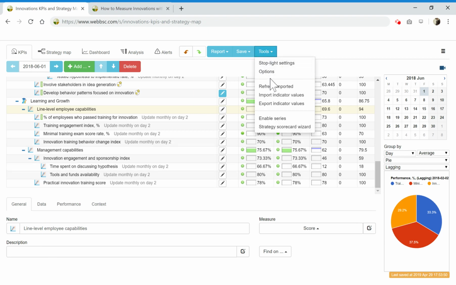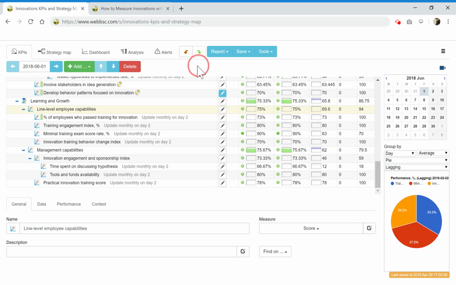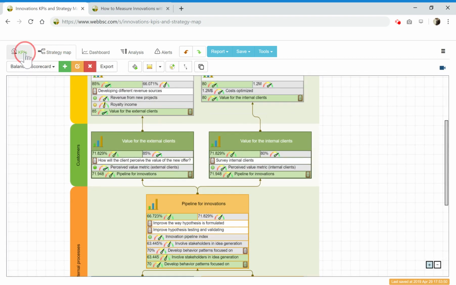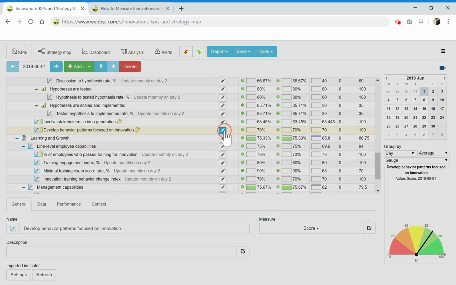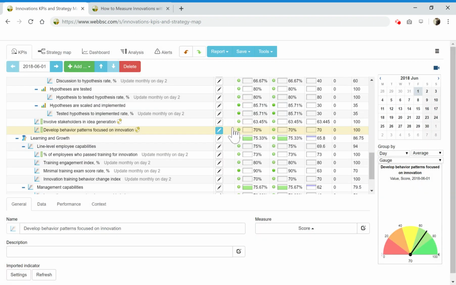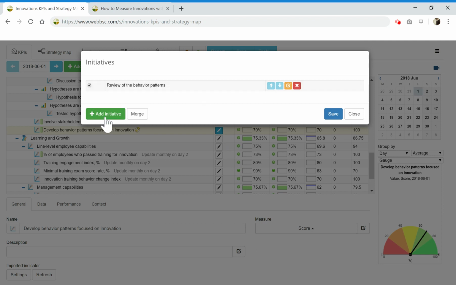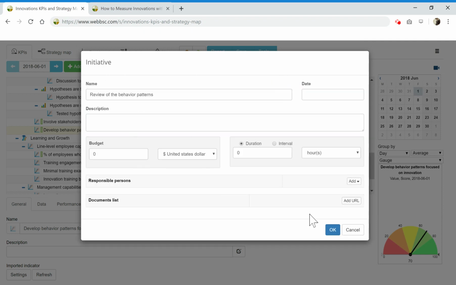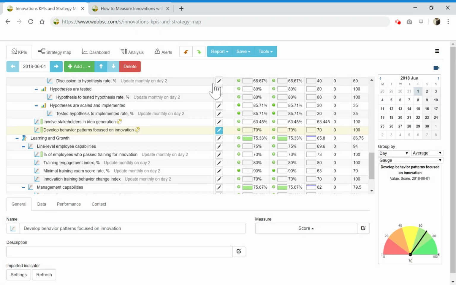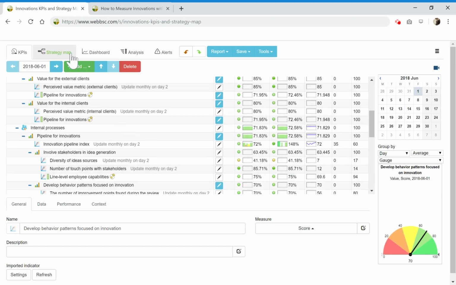You can always import this data from MS Excel or spreadsheet software, or you can connect to your databases using SQL indicators, or you can use RESTful API for some seamless connection with other business systems. The software allows you all this. So you have a strategy map, you have KPIs that are calculated. For some KPIs, you can specify certain initiatives, you can do basic strategic planning, assign some budgets here, assign some timeline. The software allows you to do this as well.